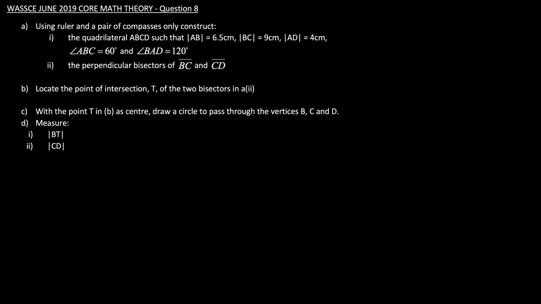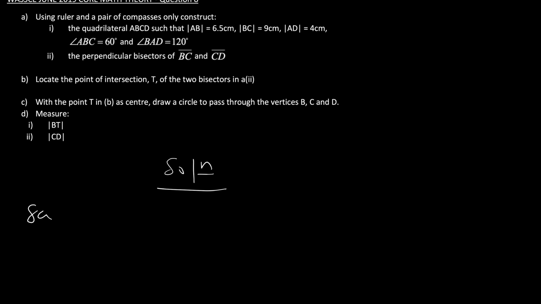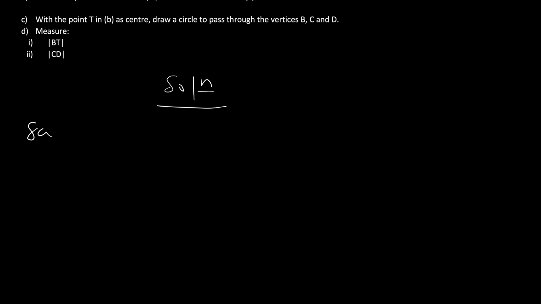So let's move on to the solution of our question. We know that the length of AB is 6.5 centimeters. So we draw our straight line, and this will be our A. So we measure 6.5 centimeters from A, and that should be our B.